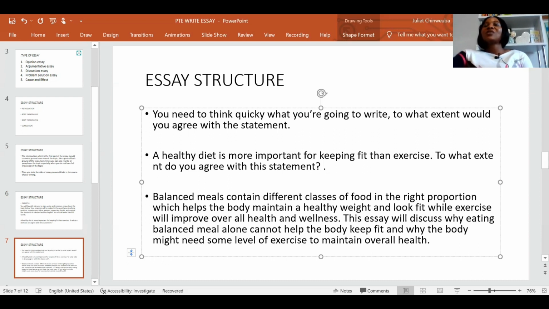So you can see here, I just gave a little overview of what a balanced meal is. So I kind of paraphrased. I didn't use their words word for word. They said healthy diet. Why I said balanced meals. I hope this is going to help you.